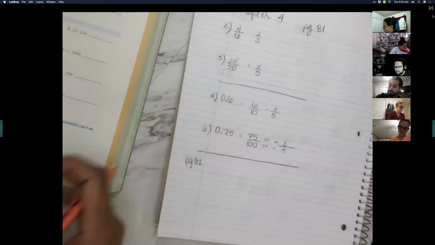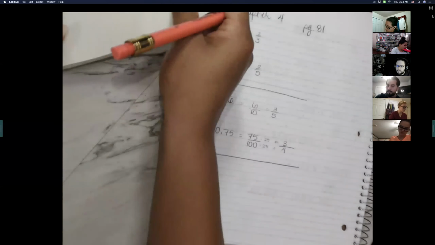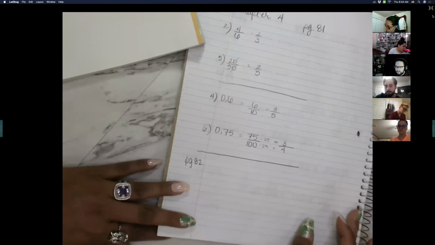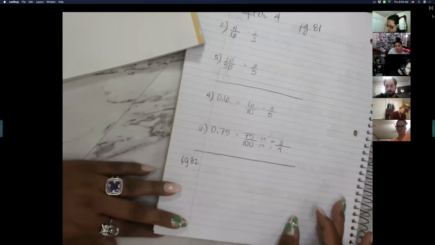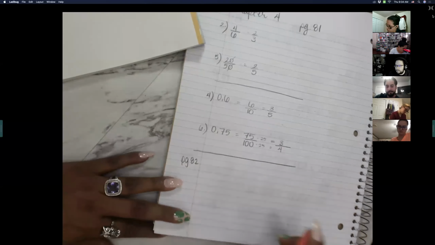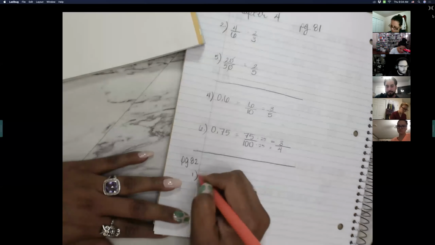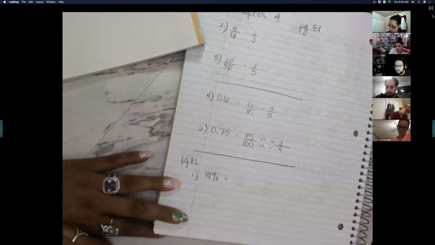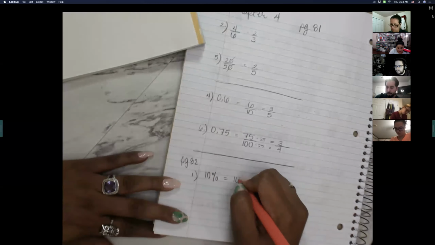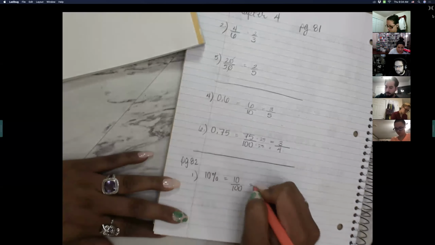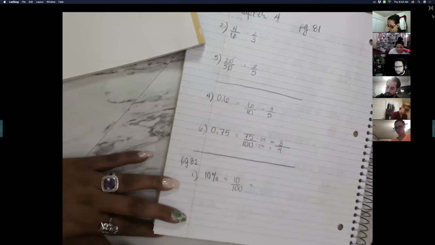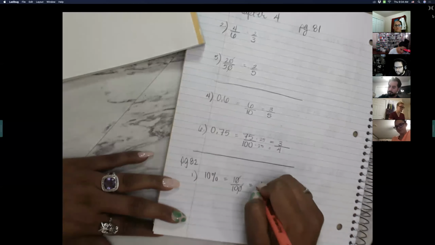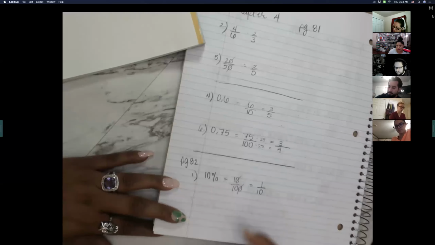In the first section, they're asking us to take the following percents and change them into ratios and then reduce your ratios. So number 1, 10%. What is that going to be as a fraction? It's just going to be 10 over 100, right? I'm going to use my math tricks: an equal quantity of zeros on top cancel an equal quantity of zeros on the bottom, and what I'm left with is 1 over 10. That's my reduced ratio.